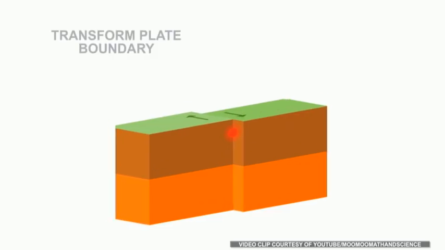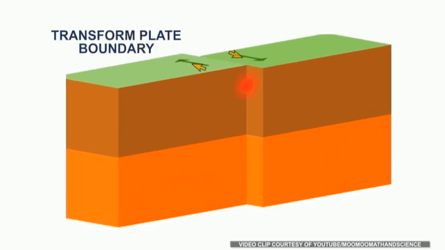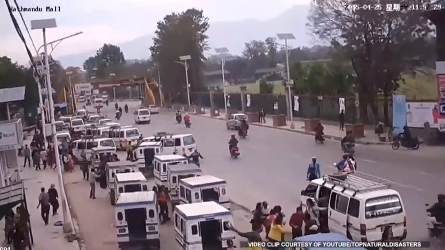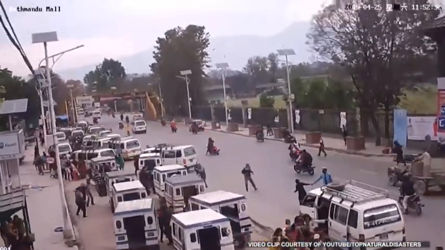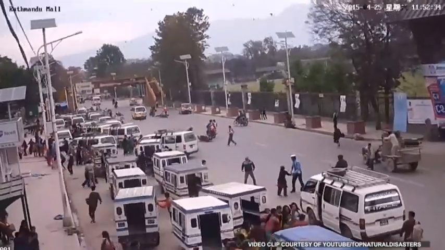A transform plate boundary is one where 2 plates slide past each other. Movement will not be smooth because of friction between the rocks of the 2 plates. This sometimes leads to the 2 plates getting stuck and essentially locked together. Because the convection currents are still dragging the plates, tension and pressure build up at the transform boundary. When that becomes too much, the rocks in the plates break and get jerked apart, causing an earthquake.